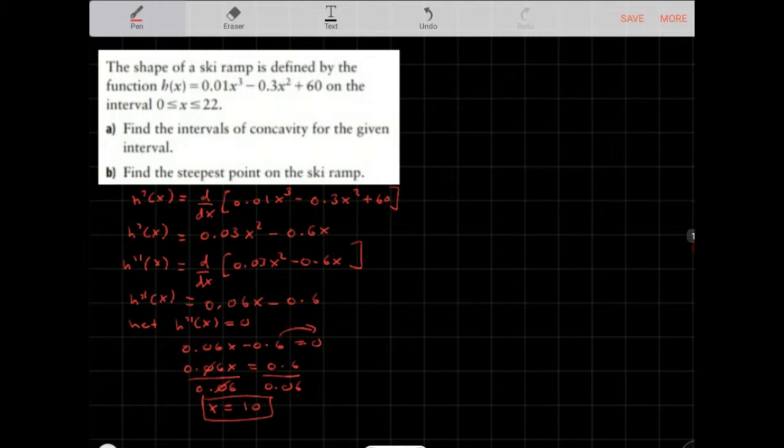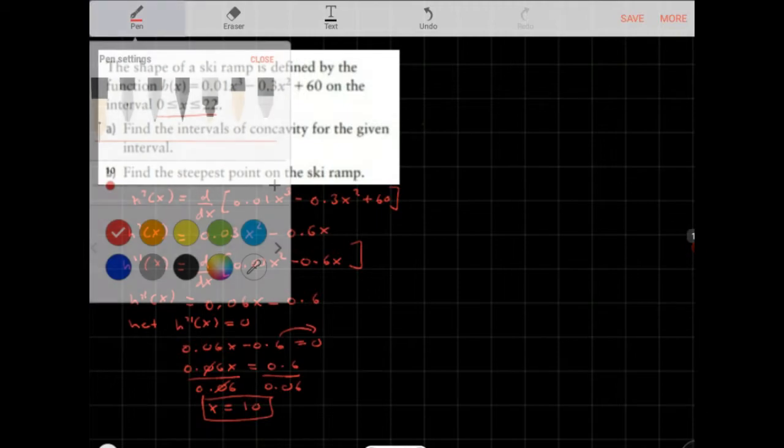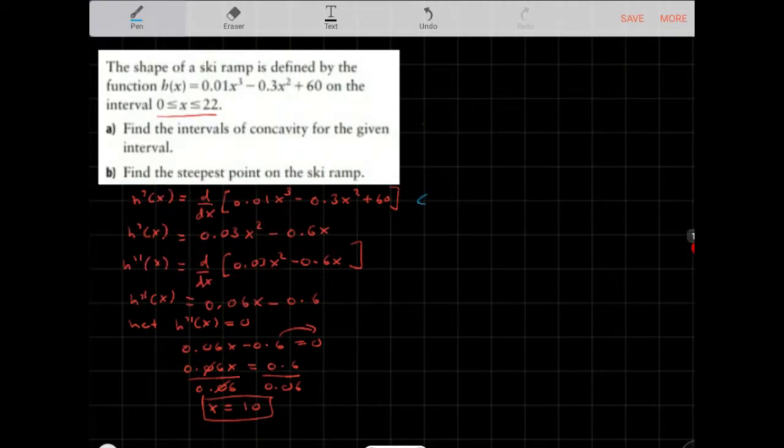And we can find the interval of concavity based on this. We know the interval that we have to look at is 0 to 22. So when I'm looking at my interval of concavity, I'm going to use my point of inflection. I'm going to create a number line just to demonstrate this. So this point is 10, it's non-inclusive, this is 0 and this is 22. So I want to look at the values between 0 and 10.